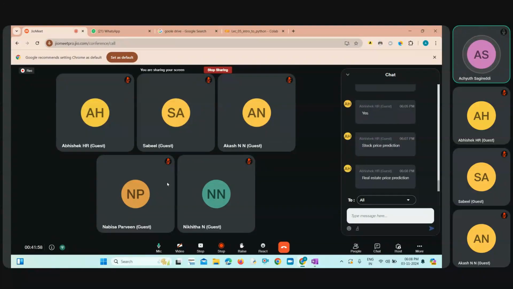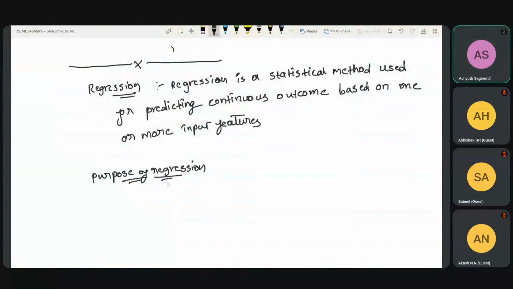Yeah, real estate price prediction. House price predictions based on the size of house or location, number of rooms, number of bathrooms, number of bedrooms. All these are features, right? That can be used in real estate. So that is the purpose of regression, right?